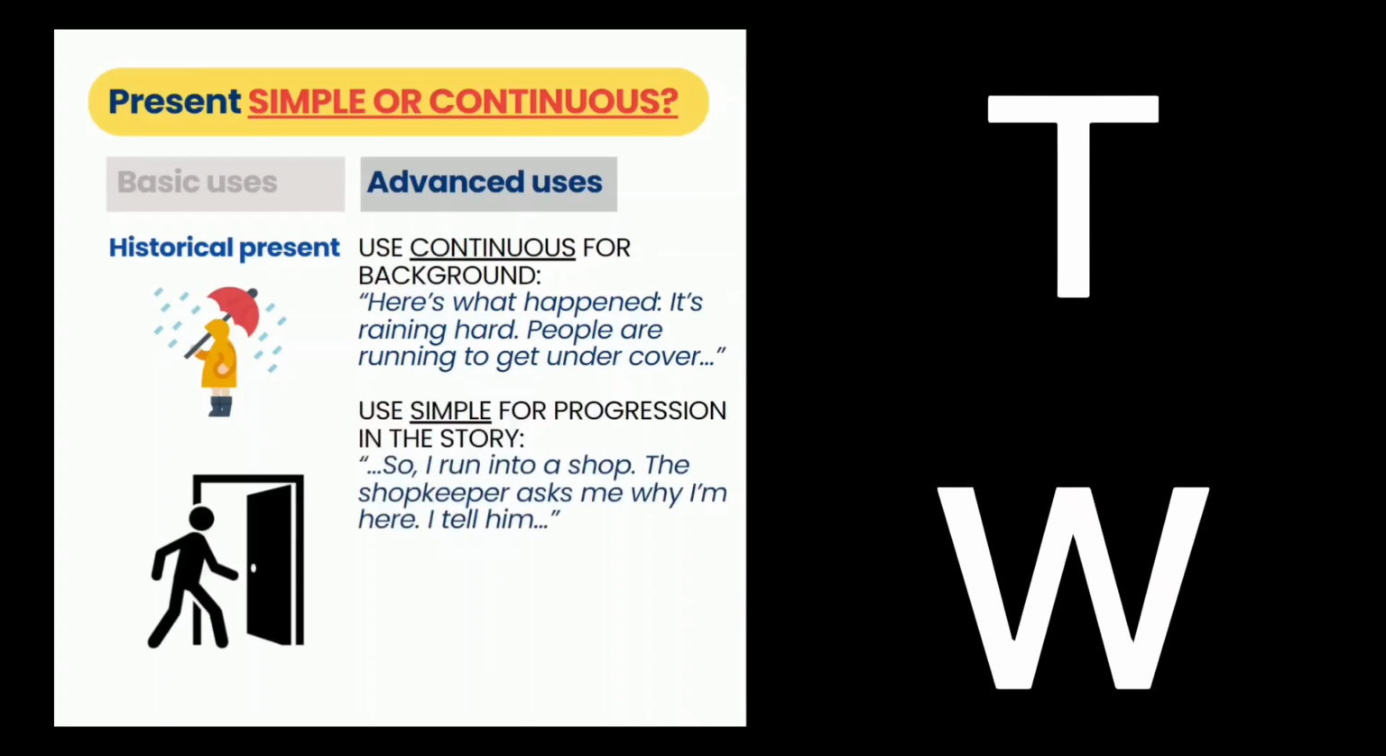But if we're using simple forms, we're trying to make progress in the story. So I run into a shop. The shopkeeper asks me why I'm here. I tell him. One after the other after the other. So if we're trying to make progress in time in the story, the present simple would be preferred if we're using the historical present.